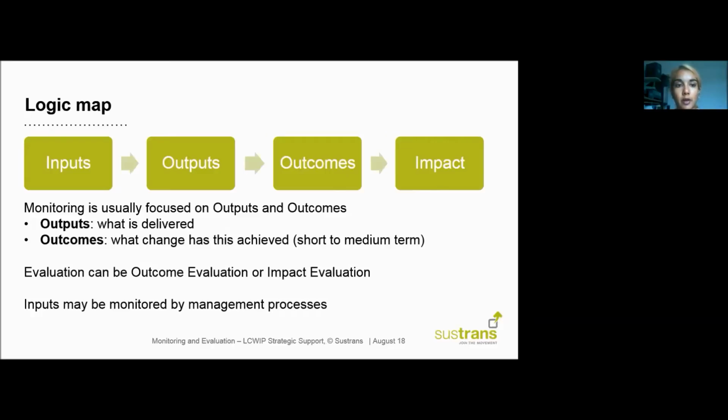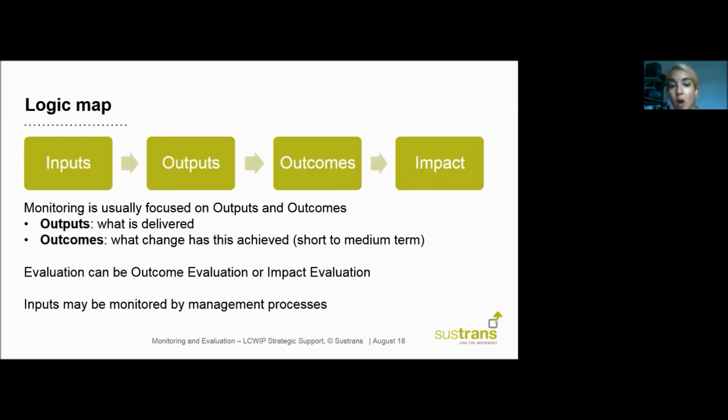So the logic map has internal logic, so it can be read either from left to right or right to left. You should be able to follow through from what the inputs are all the way to the intended impact, or from the impact work backwards to what the inputs should be. So the inputs refer to things like resources or activities that are delivered as part of an intervention. These inputs then lead to outputs.